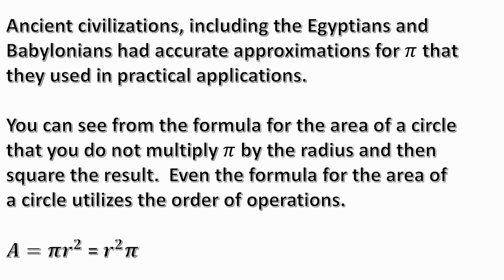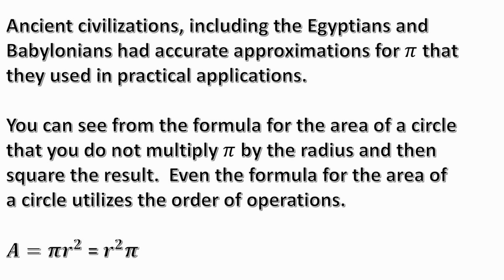you can look at the formula for the area of a circle. All the people that are claiming this left to right bunk, look at the formula for the area of a circle. You do not multiply pi by the radius and then square that result.